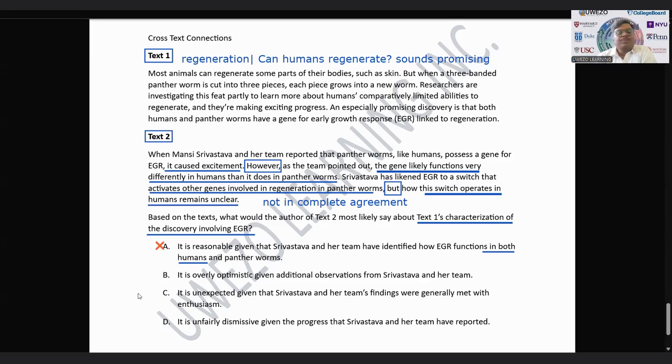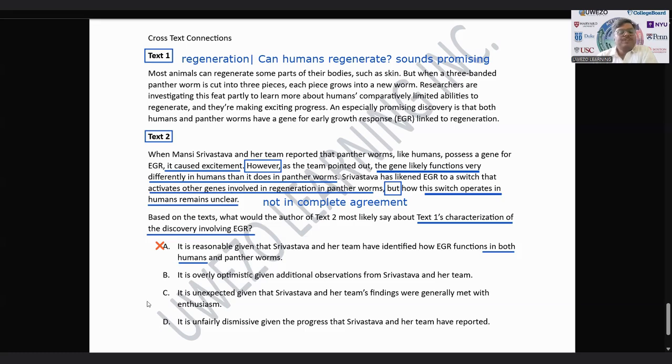It is overly optimistic given additional observations from Srivastava and her team. So what additional observations do we have? We do not have enough information about how the gene functions in humans. So even though we do not have information, the research sounds very optimistic, because text 2 clearly starts with the research done by Srivastava and her team definitely causing excitement. So option B we can hold on to, because it kind of matches with what we understood from the text. Let's move on to option C.